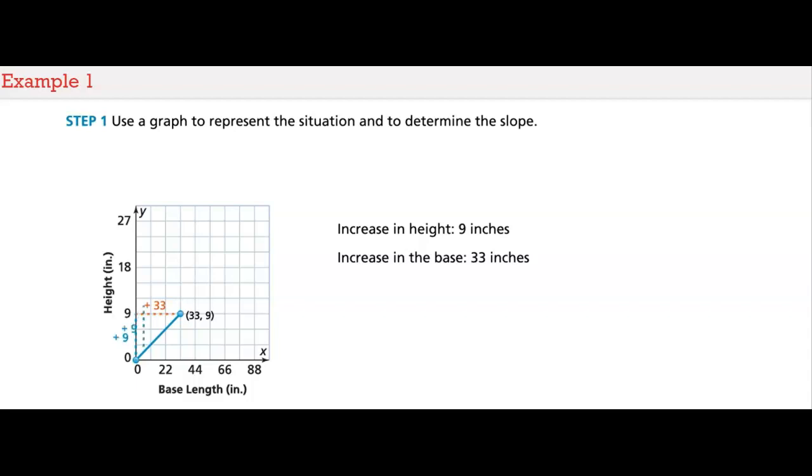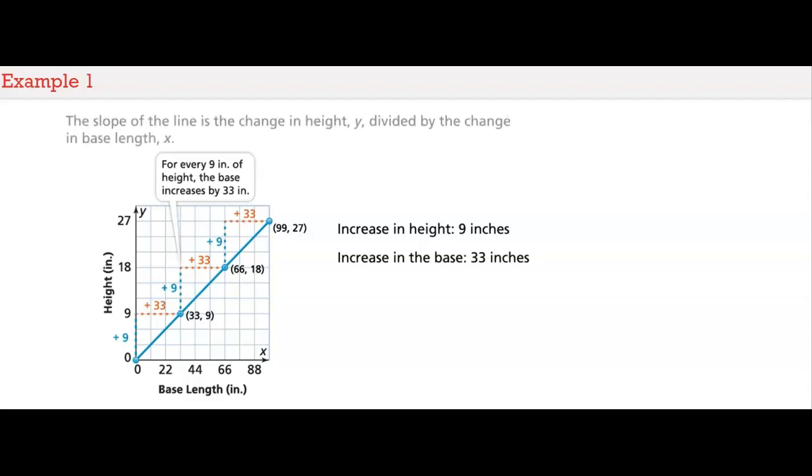A second increase of 9 inches in height and 33 inches in base length represents another possible height and base. The line shows that for every 9-inch increase of height, the base length increases by 33 inches. So the slope of the line is the change in height, which is 9 inches, divided by the change in base length, or 33 inches. The slope is 9 divided by 33, which simplifies to 3/11.